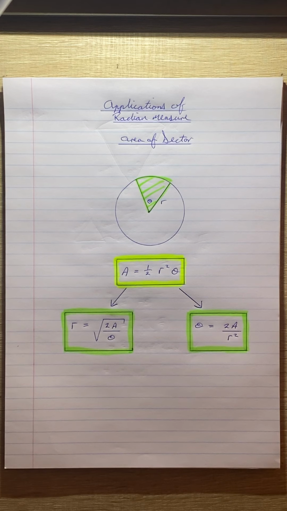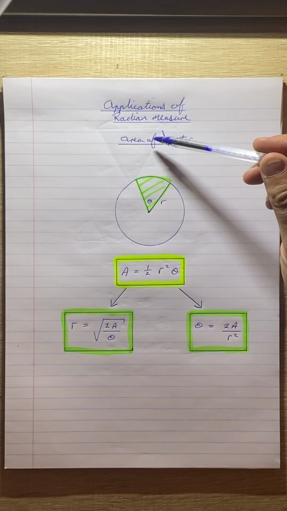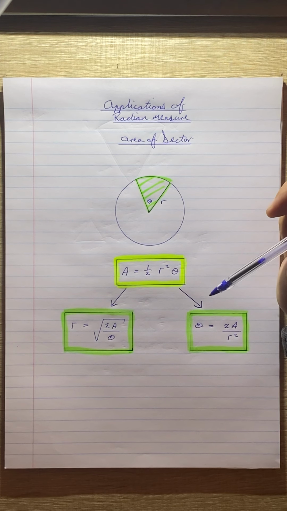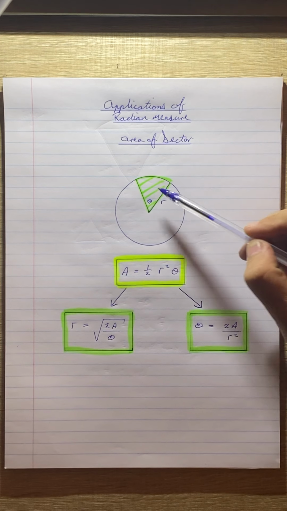Hi, grade 11s. So we're still busy with applications of radian measure. We are now moving on to area of a sector. If we have a look here, a sector is like a pizza slice.